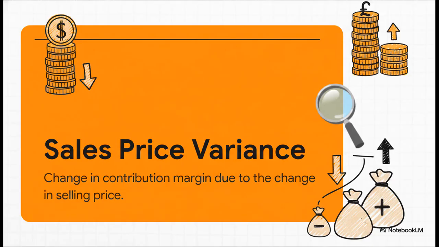First up, let's look at the sales price variance. To put it simply, this just tells you how much of your profit difference came from selling at a different price than you planned. Did you have to run a big discount to move product, or were you able to charge a premium? This variance isolates that exact effect.